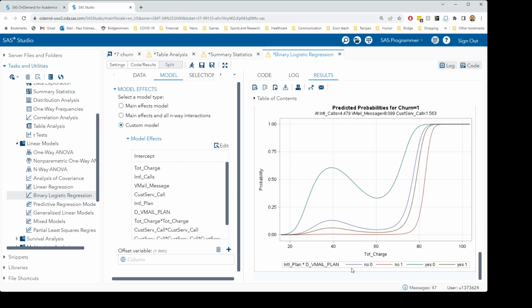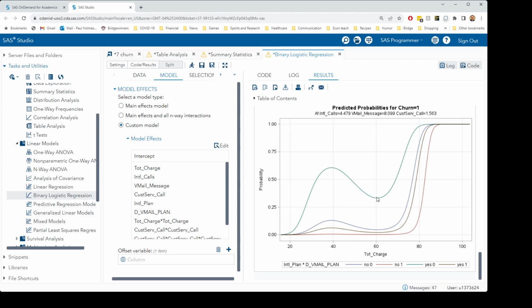Let's concentrate on the green one again, where we do have an international plan and we don't have a voicemail plan. That's the one where we're most likely to leave. So what does this say? It says that when we have a very, very low total charge, we have almost no chance of leaving. I think, from memory, that there aren't very many people with this sort of total charge in the data. Then as we hit around $40 per month, we have a higher chance of churning.